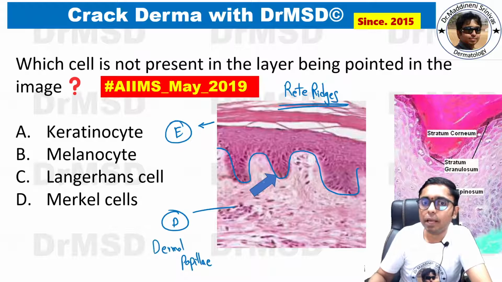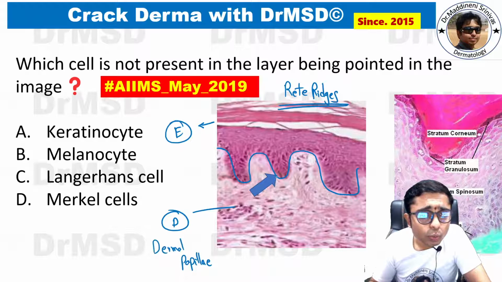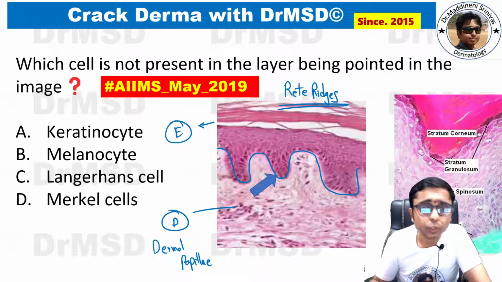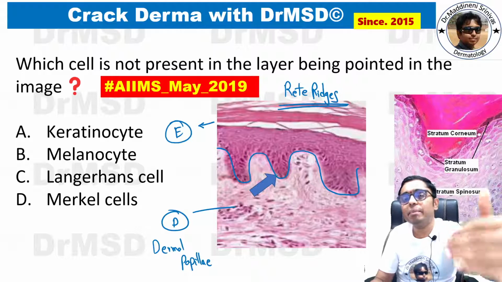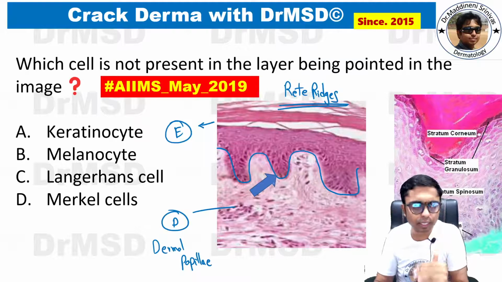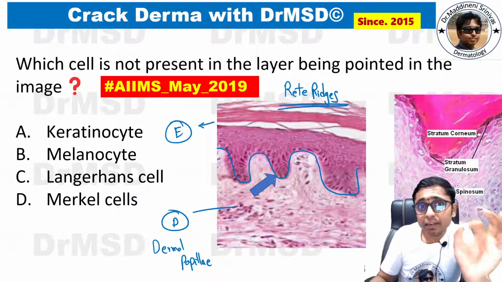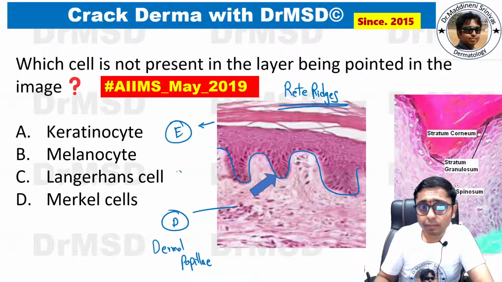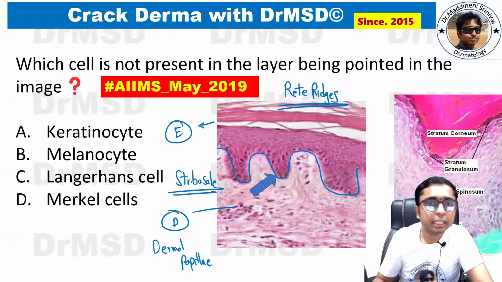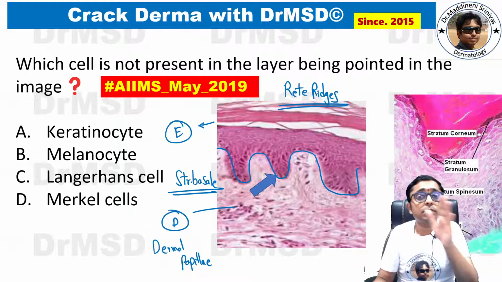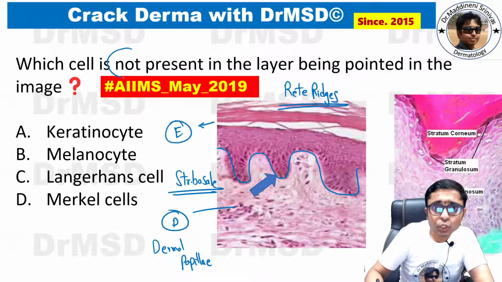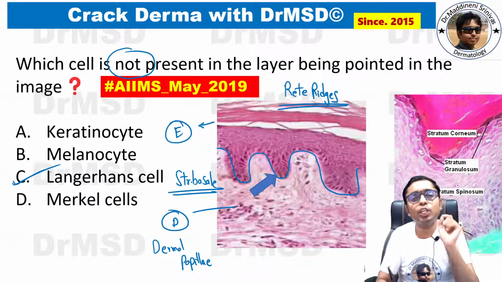The arrow is pointing towards a dermal papilla, but most importantly you should understand that it is pointing towards a place where there is a junction between the epidermis superficially and the dermis in the deeper part. So this is basically the stratum basale which the examiner is trying to point out. So the first thing you should be in a position to do is identify that the arrow is pointing towards stratum basale. And now comes the next thing, which is the cell which is not present in this layer. And yes, if you have marked Langerhans cell as the answer, you are absolutely right.